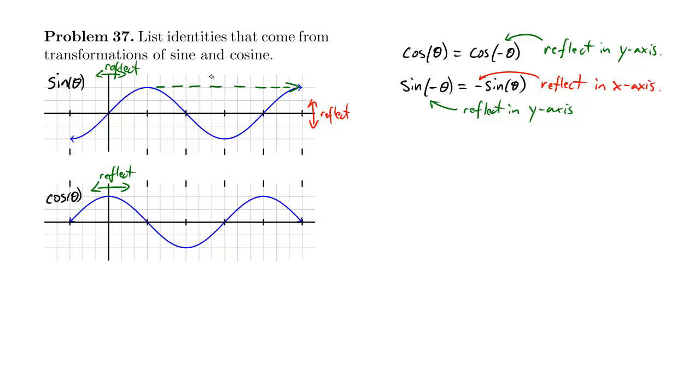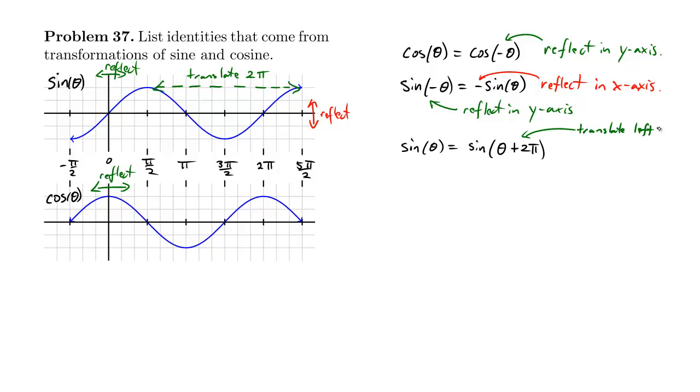We can also translate both of our graphs horizontally by 2 pi, and they won't change. This works in the opposite direction as well, and can be repeated over and over. So sine of theta is sine of theta plus 2 pi, and it's also equal to sine of theta plus k times 2 pi, where k is any integer.